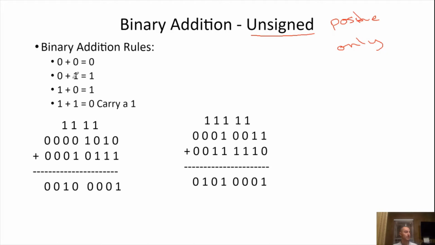0 plus 1, it's gonna be a 1. 1 plus 0, it's gonna be a 1. So far so good. 1 plus 1, it's gonna be a 0 and carry a 1. Very similar to base 10 that we have. So for example, something like 9 plus 1, you're gonna get 0, and then you would carry a 1. You drop the 1.